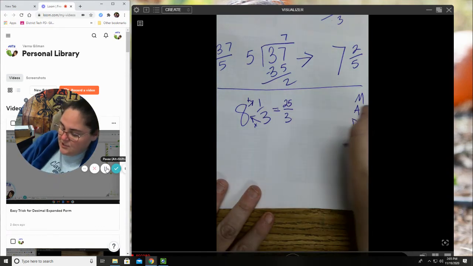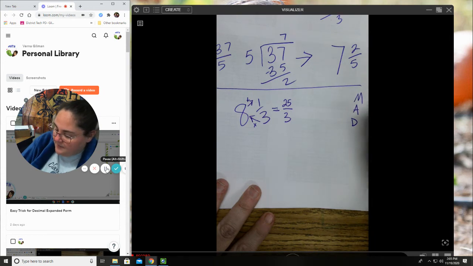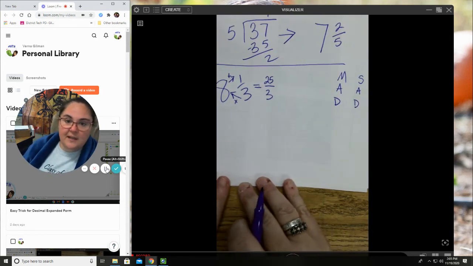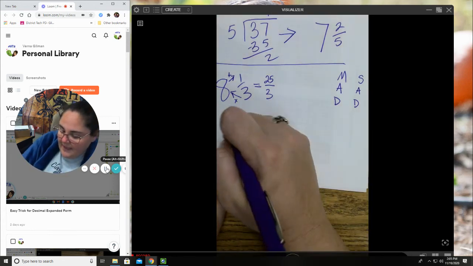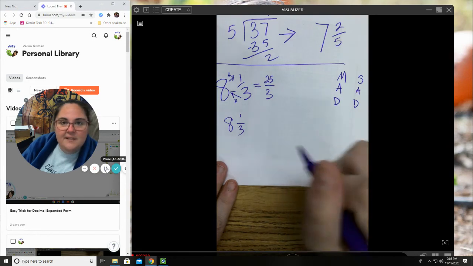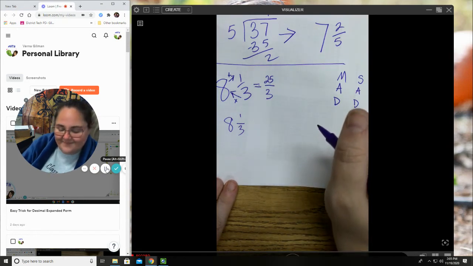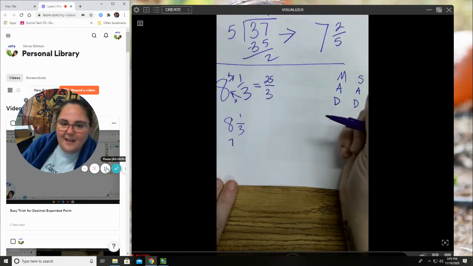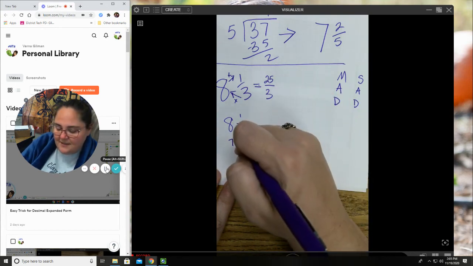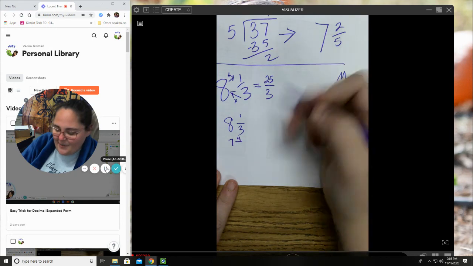Another way you can do this is you can get sad. This is a method that I teach my kids. It is a good way to do this. So getting mad or getting sad. So 8 1/3. You're going to subtract a whole. What's 8 minus 1? 7. Add to your numerator. 3 plus 1 is 4, and your denominator stays the same.